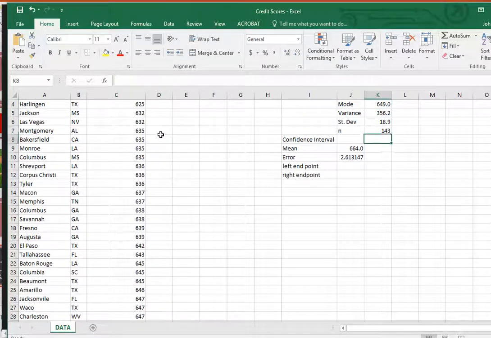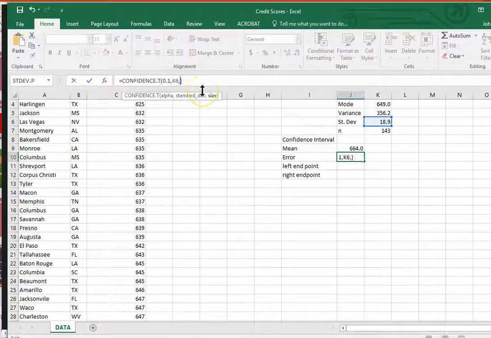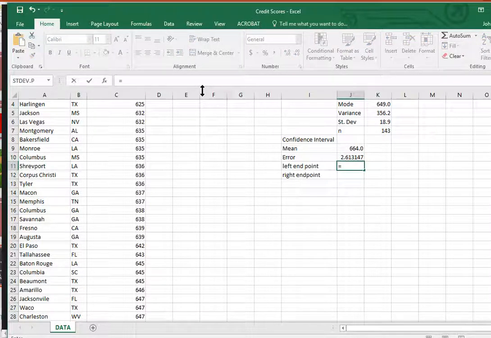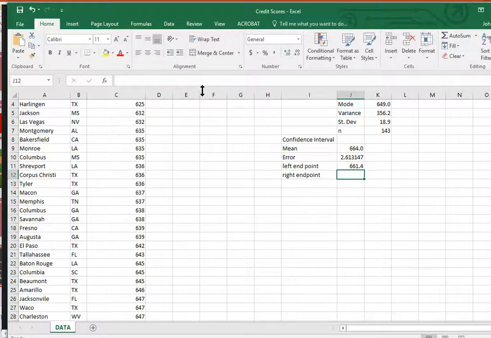So it was 143. Even in my formula, I could have turned around and made that K7. Okay, so there's my error. My left endpoint is going to equal J9 minus J10, and this is going to equal J9 plus J10.